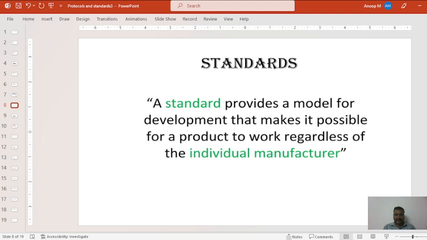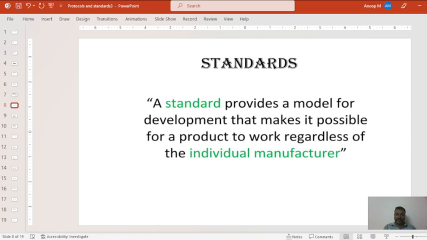The standards are used to provide a model for development that makes it possible for products to work regardless of the individual manufacturer. Even when we are going to buy a product, we look for the standard of that product. For example, if you are going to buy a helmet, you will automatically check that the helmet comes under ISI. If you are going to an organization, it contains so many standards, like NAAC accreditation, and there will be ISO standards.